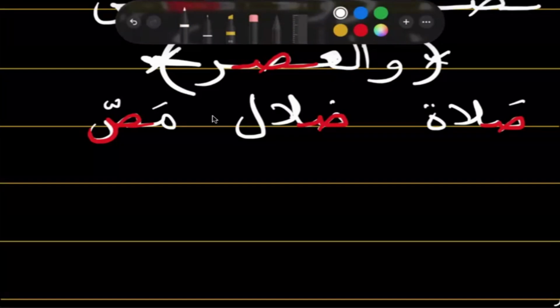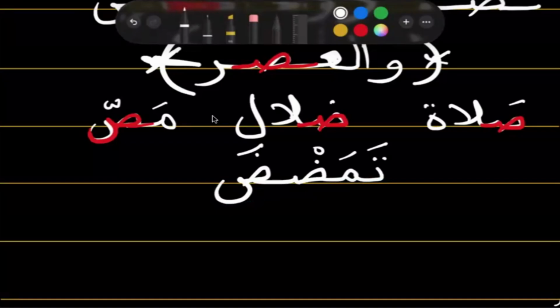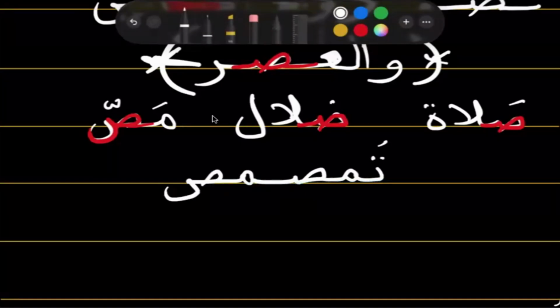Okay, here's one. Tamadmada. Here's bod in the end, connecting from the letter before it. And there's a bod in the middle, connecting to the letter before it and then connecting to the letter after it.